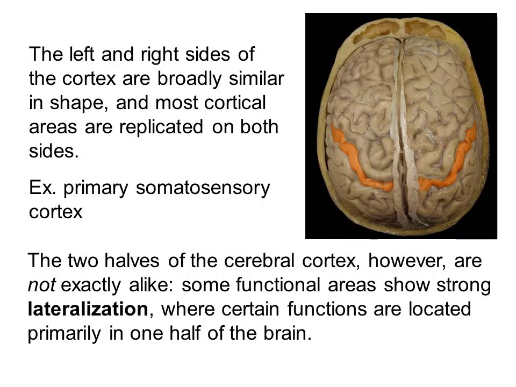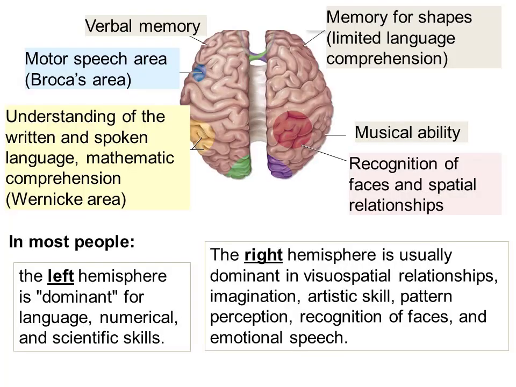And so when you look at some principal prefrontal and really cerebral cortical areas of the brain that we can map out as right versus left brain. If we look at the left hemisphere: verbal memory, speech area, understanding of written and spoken language.